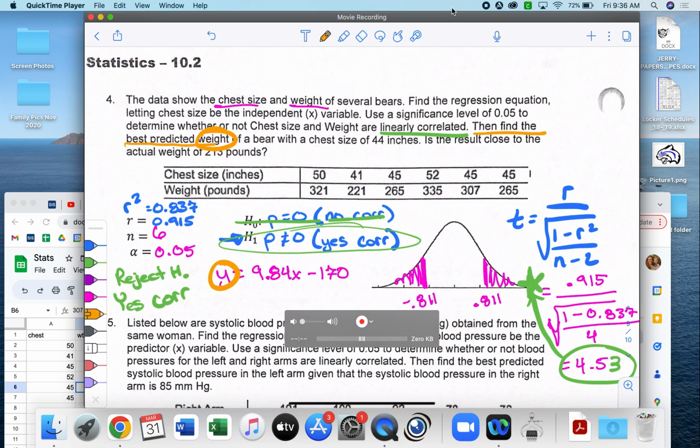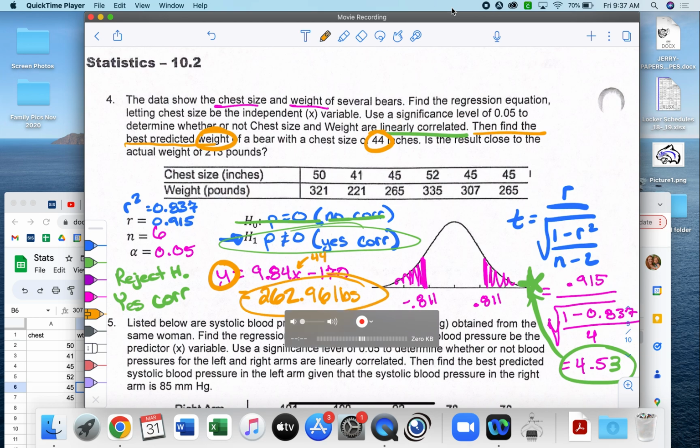If a bear has a chest size of 44 inches, okay? So I'm going to plug 44 in for X and have it spit out 9.84 times 44 and then subtract 170. That's 262.96, and that is in pounds. 262.96 pounds is what we are estimating.